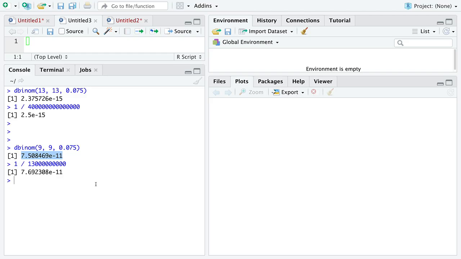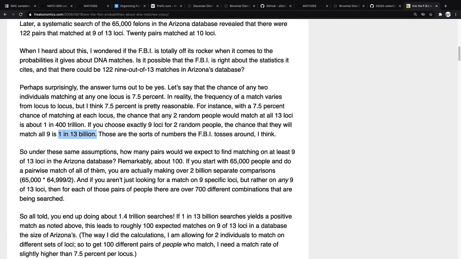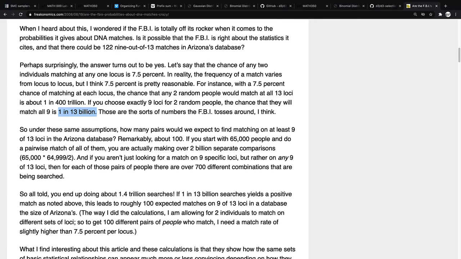This is the binomial example, providing probabilities that any two individuals might match at 9 out of 9 locations. So if there were like 9 positions in front of you, 2 individuals would match at all 9 of them with this probability, so long as there was a 7.5% chance of matching at any individual position. Okay, one more calculation and then we'll call this video done.